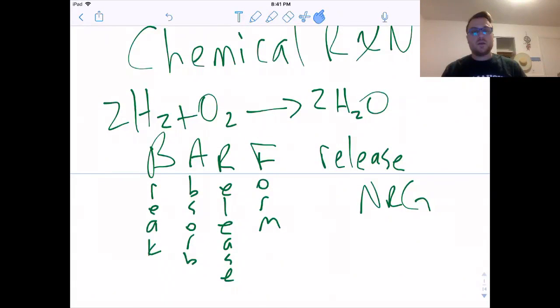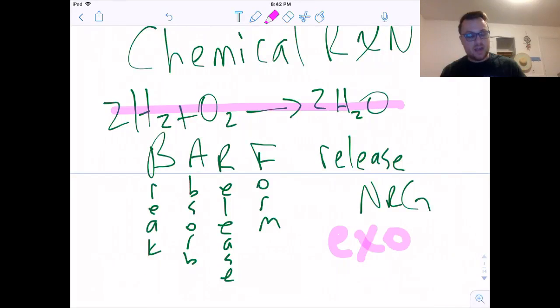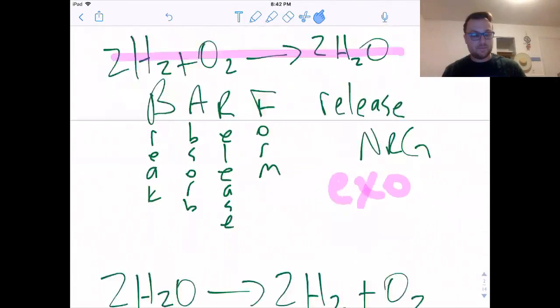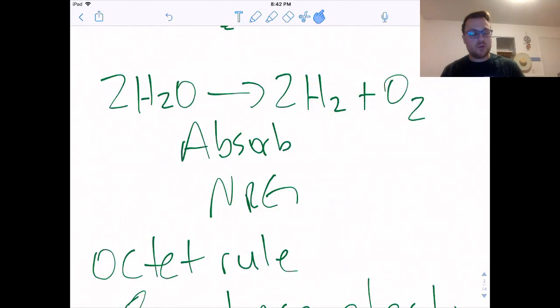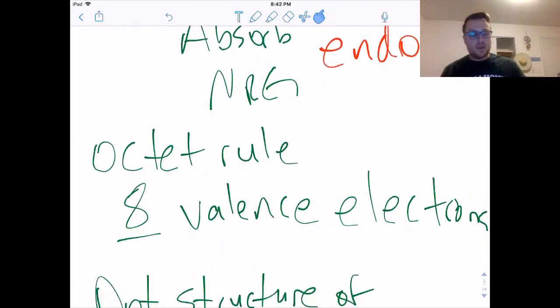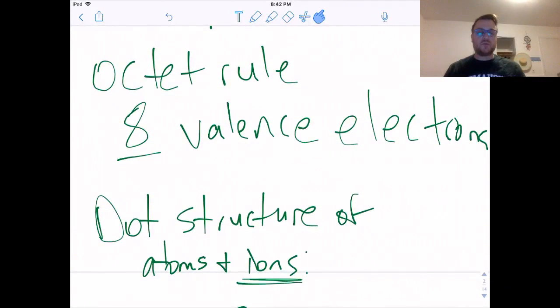Octet rule. All atoms would prefer to have 8 valence electrons except the small guys. Hydrogen and helium are more than happy with 2. Lithium and beryllium are also happy with 2. Drawing dot structures: check their electron configuration on the periodic table. Those are the valence electrons. Draw them using a dot structure. 2, 1, 2, 3, 4, 5, 6.